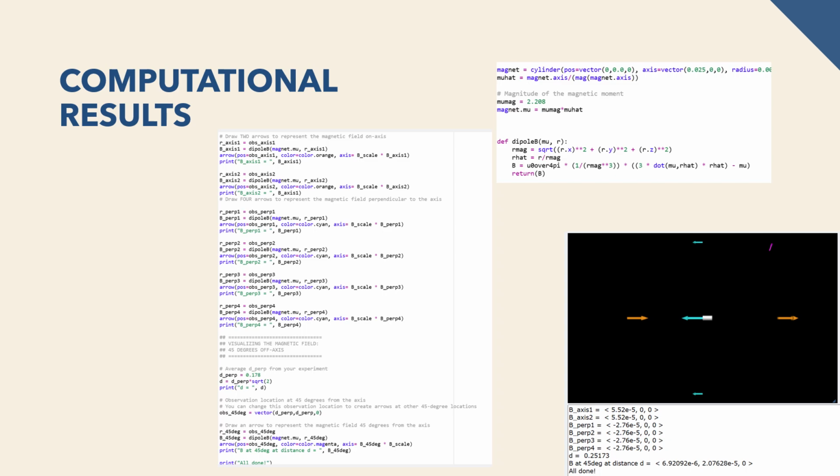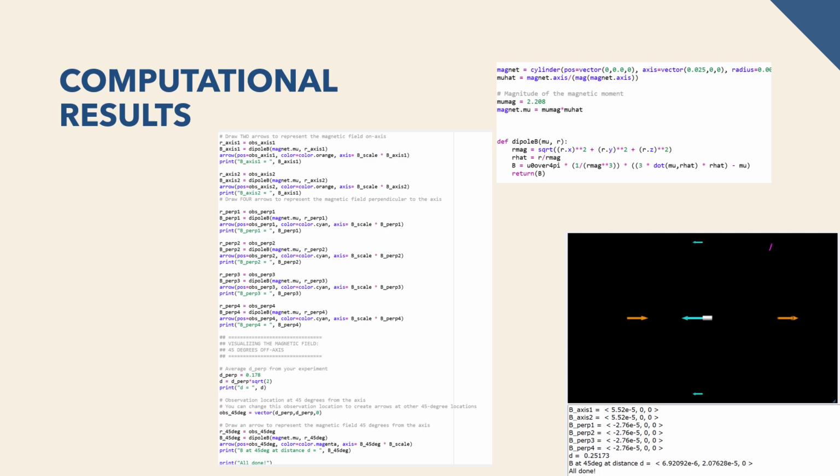Computational results. Basically, my code creates a magnet at the origin and uses the magnitude of the magnetic moment from the experimental results and a function to find the B field due to the dipole of the magnet at any observation location, and then creates multiple arrows to express the magnetic field at multiple different observation locations, both on axis and perpendicular to the axis of the magnet.